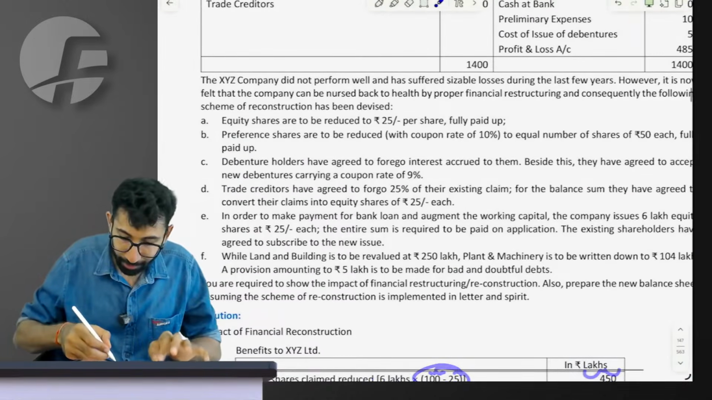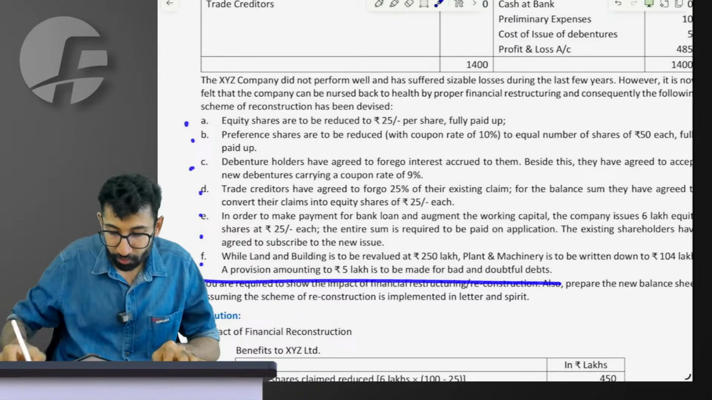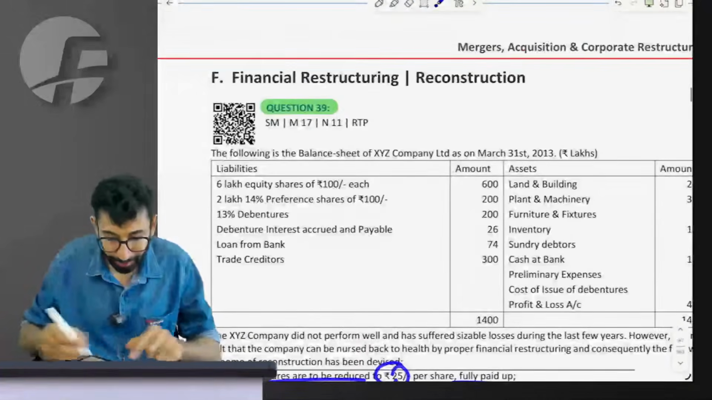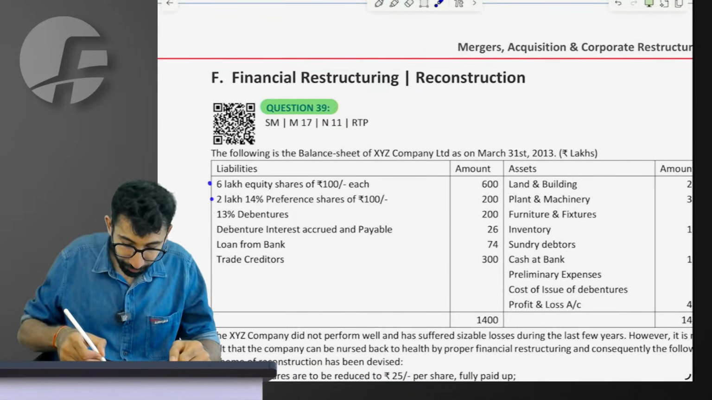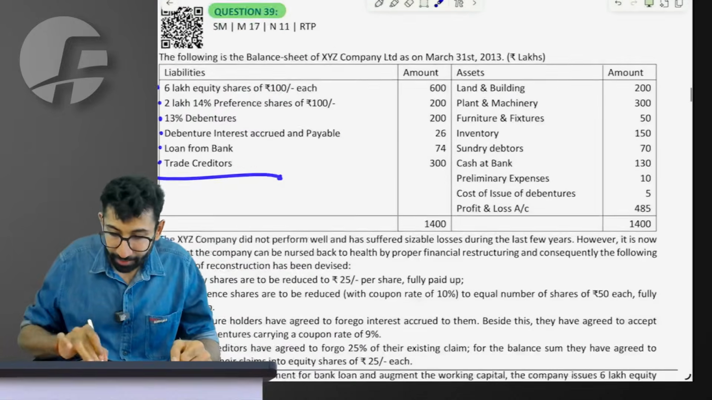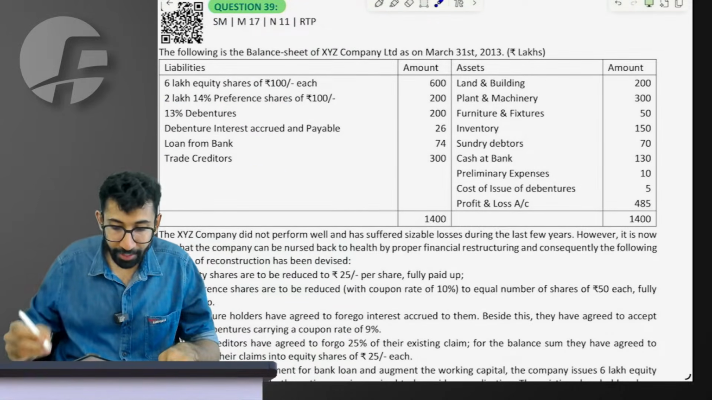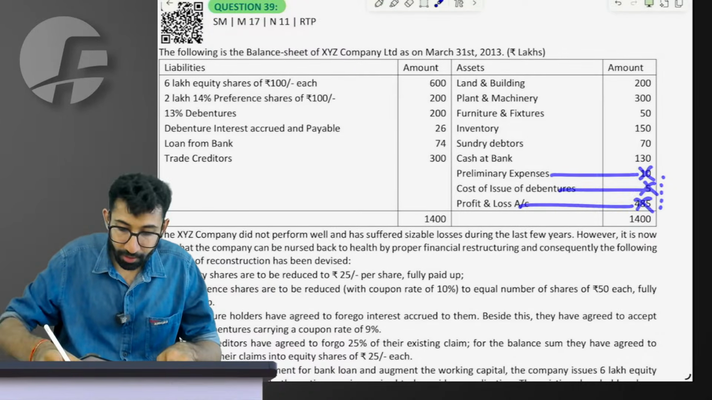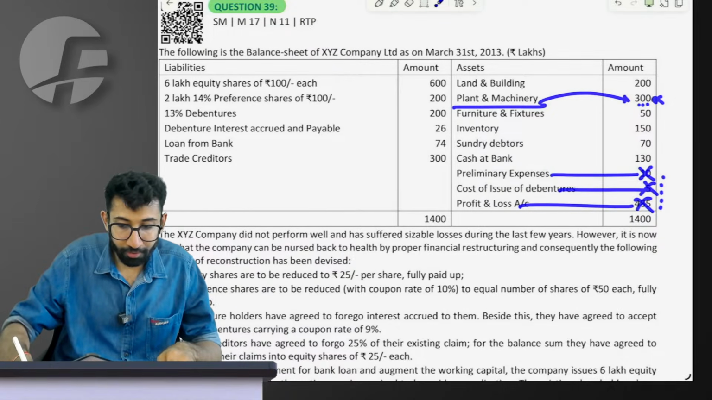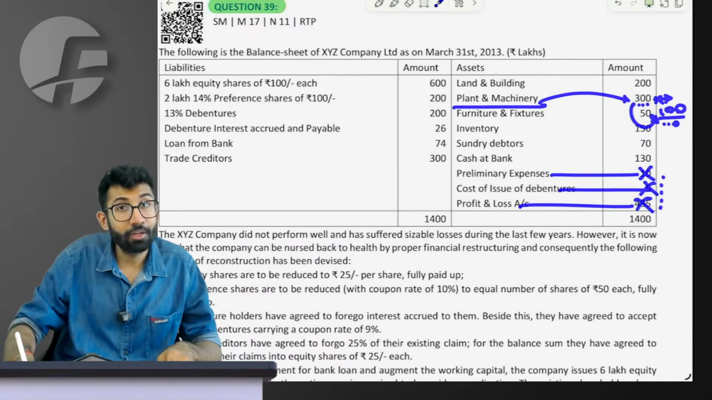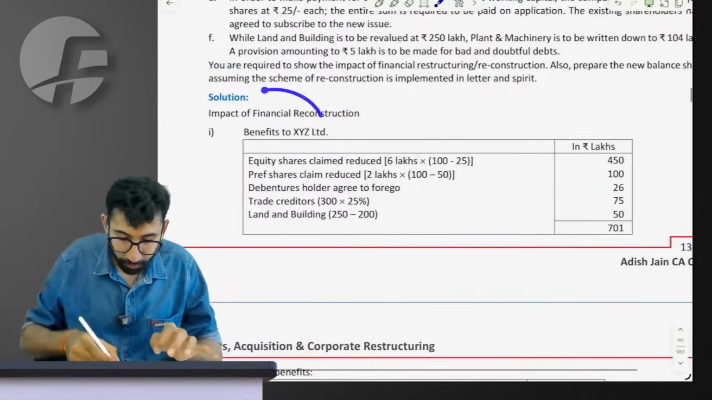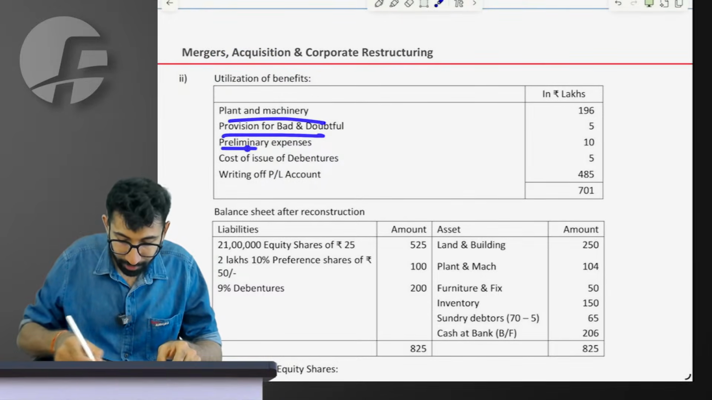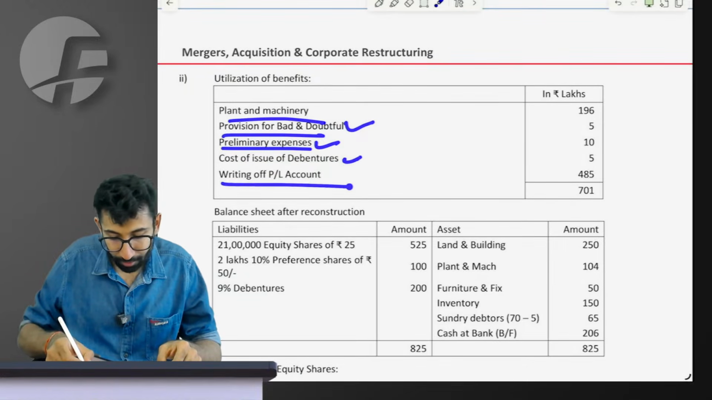So the examiner gives you these transactions which will make you understand how much gain the company has made, like equity share claim reduced to 25, fully paid up, from 100 to 25. That way different ways to generate gain are given, and then the utilization of those gains will be given. Preliminary expenses you write off, previous cost, P&L debit balance you write off, then plant and machinery may be right now 300, actual value is only 100 rupees, so 200 rupees is written off that way. So first is the creation of gain, benefits, and then its utilization, writing off different things like provision for doubtful debt, preliminary expenses, etc.